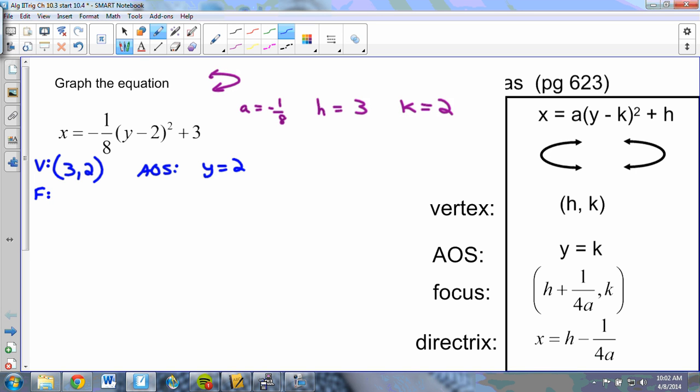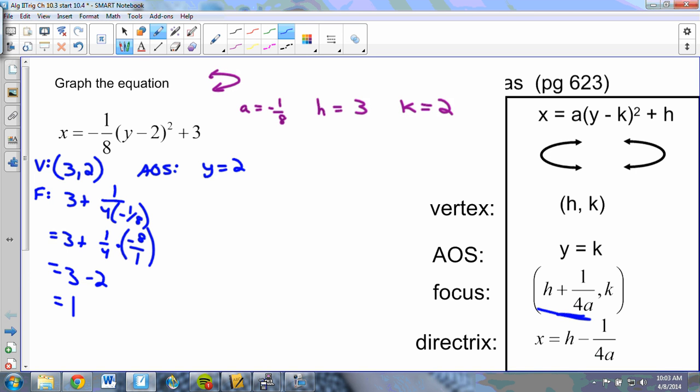I have to do this: h plus 1 over 4a, comma k. Calculating h plus 1 over 4a, your calculator can handle that pretty well. If you don't want to do it with your calculator, this isn't so bad. This is the same as 3 plus 1 over 4 times negative 8 over 1. Just do the reciprocal of whatever is in that little fraction there. That's what we worked on in our last chapter. It works out to 3 minus 2, which is 1. So the focus is the point (1, k), or (1, 2).